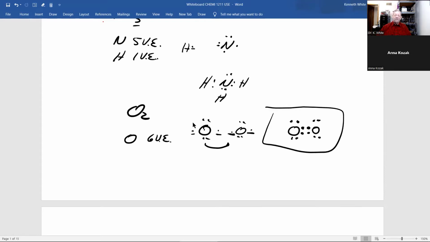Now, what kind of bond exists between oxygen atoms in oxygen gas, O2? And if you notice, we have 2 pair, which means it's a double bond.